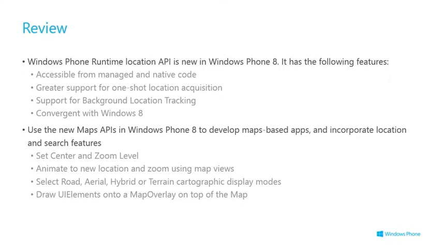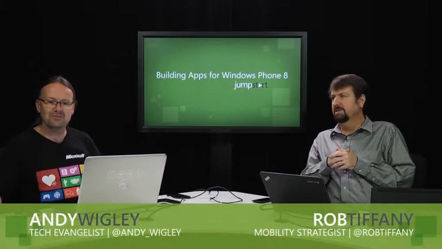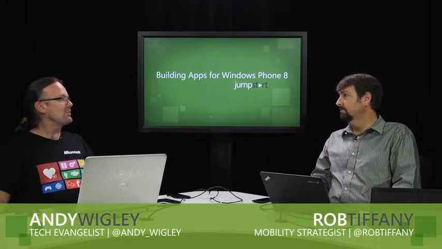So in review, we've looked at the new location API, and the new maps control and the kind of stuff that you can do with that. It does differ a little bit from what we were doing on 7.1, but it's a better mapping solution and greater results and a good experience for your users. Excellent. Good. That's that topic. We are done with maps and location.